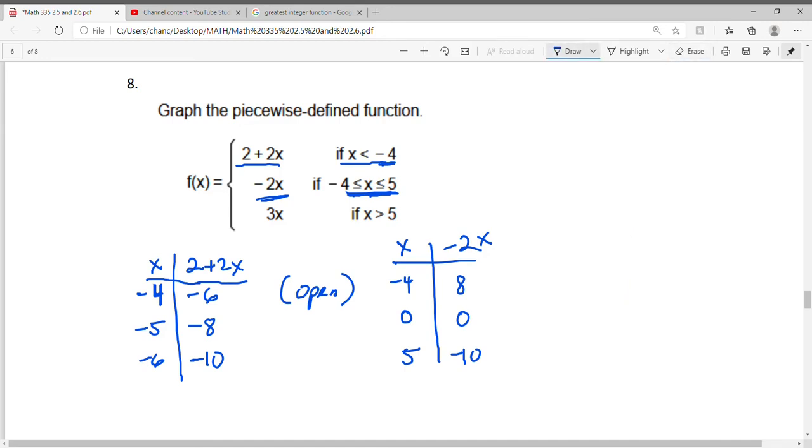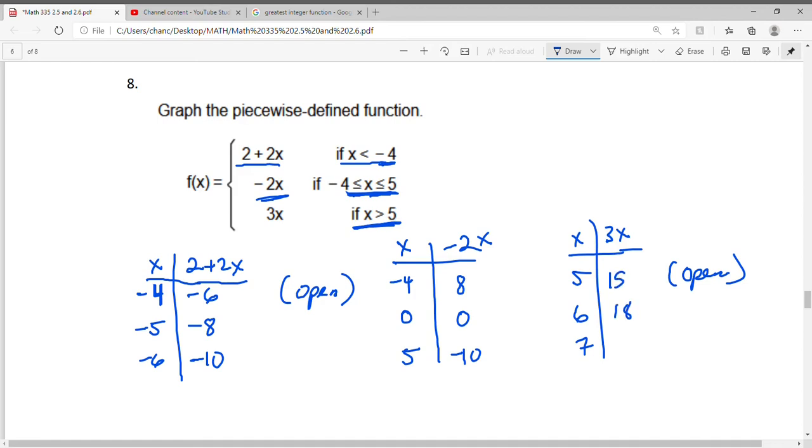Next, let's look at the values of x that are greater than 5. Greater than 5. I'm still going to pick 5, but I have to be aware that at 5 it's not included. This is a greater than symbol, so we want to make sure we use an open circle here at the point when x is equal to 5. We'll plug it into 3x, and let's use some more values. Let's say 6 and 7. Plugging the values into 3x, we should get 15, 18, and 21.